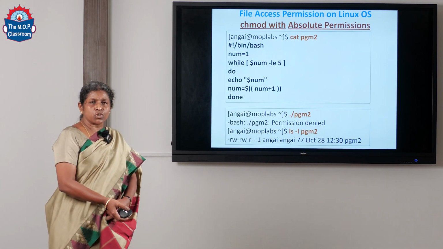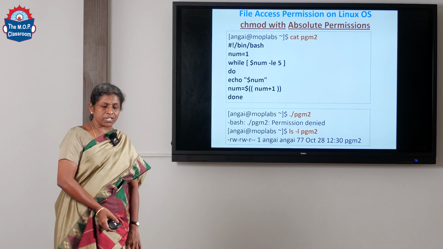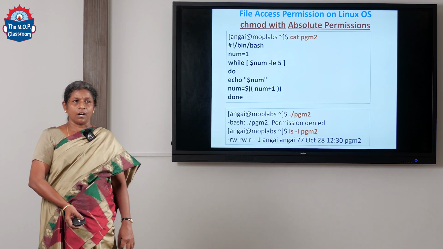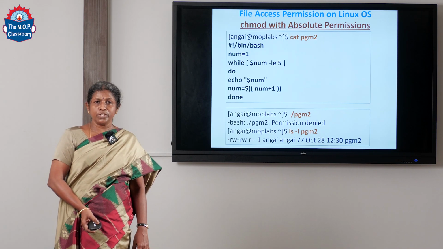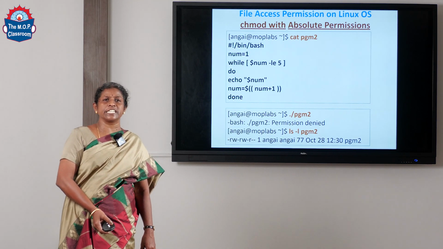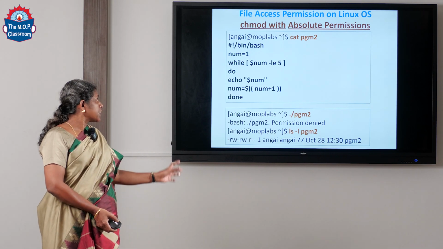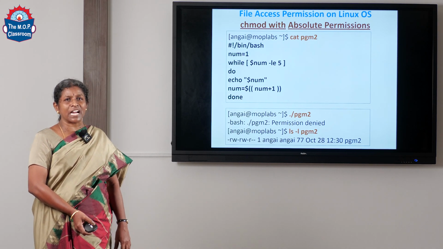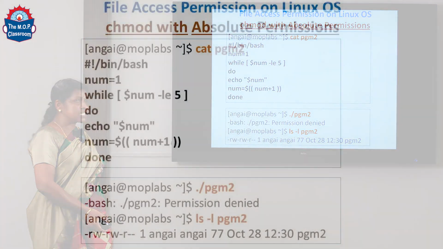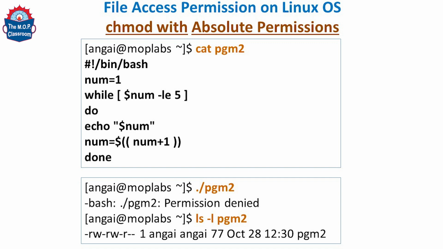So, now you know how to change the file permission by using both absolute mode and symbolic mode. What is the command used for that? chmod. Now, I have taken a small script file, it is a bash script file. What does the program do? I want to display the numbers between 1 to 5. The program has been written using a while loop.